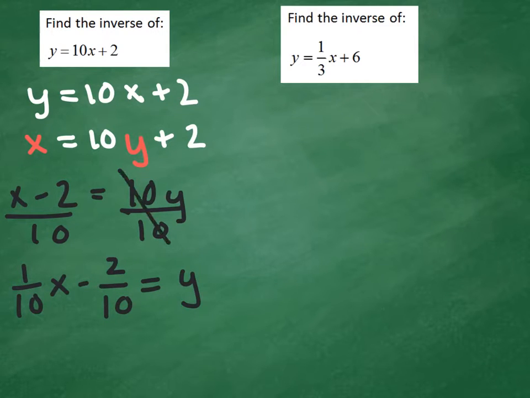These cancel. This would simplify to 1/5, I guess would be the best way to finish that one, but the basic idea is there. Here we have Y equals 1/3 X plus 6.